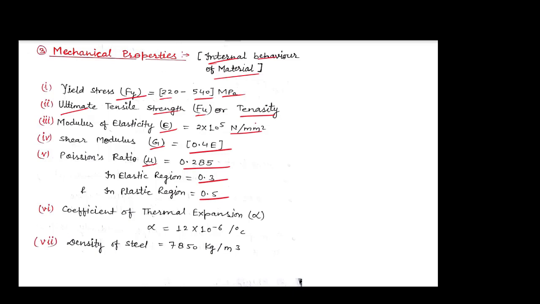Coefficient of thermal expansion: because steel is exposed to thermal variation also, its thermal expansion coefficient alpha should be equal to 12 into 10 to the minus 6 per degree Celsius, and the density of steel is 7850 kg per meter cube. So these are the basic things which you need to know before starting steel structures.